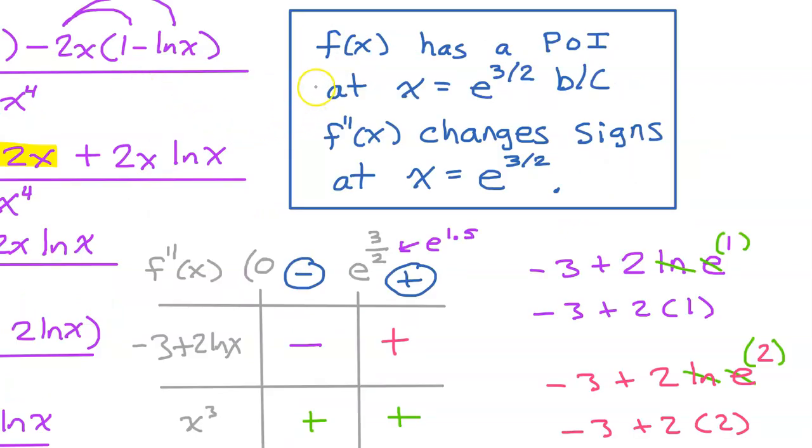So here is our summary and justification. F of x has a point of inflection at x equals e to the 3/2 power because f double prime changes signs at x equals e to the 3/2 power.